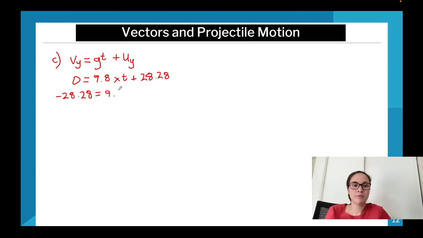Which is equal to 9.8t. Now you're probably thinking, hey, we're going to get a negative answer. Well, remember that gravity is actually a negative value, so we're actually going to end up with a positive value. And even if you did end up with a negative value, just negate the negative and treat it as a positive. But in this case, we know that gravity is normally negative.